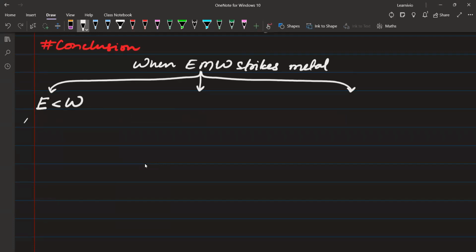then nothing will happen. It will strike the metal surface, but the electron does not have that much energy to be removed, so nothing will happen. Also, we can say no photoelectric effect, no PE.